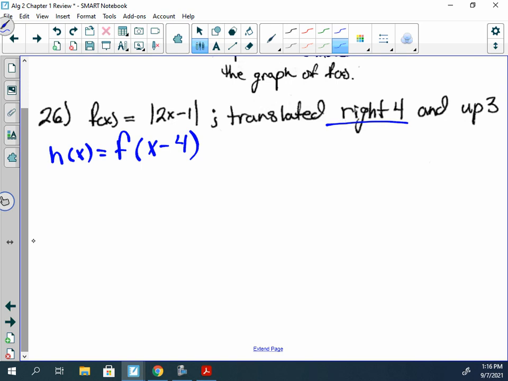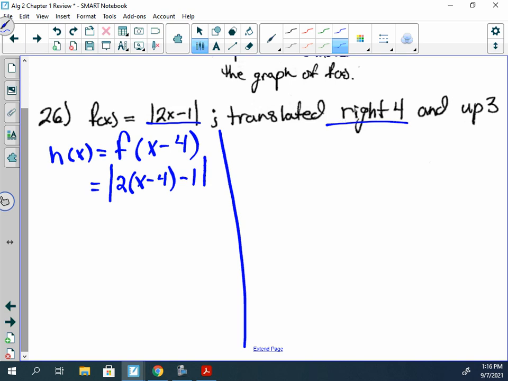Okay, well, that part's set up. Again, like on the last one, I don't have h of x here. I don't have f of x anymore. I have f of x minus 4. I've replaced x with x minus 4, which means everywhere in the function, I need to replace x with x minus 4. So we'll have 2 times x minus 4 minus 1.